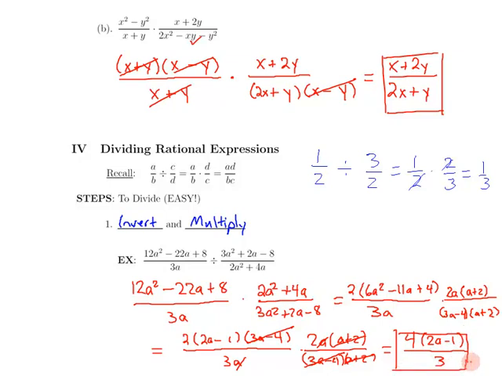Okay? Fantastic. Well, that ends section 6.1. We're done with domains of rational functions, simplifying, multiplying, and dividing. We're ready now to start how do we add and subtract these fractions together.